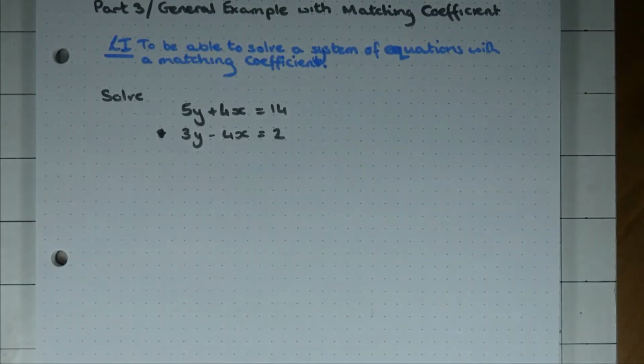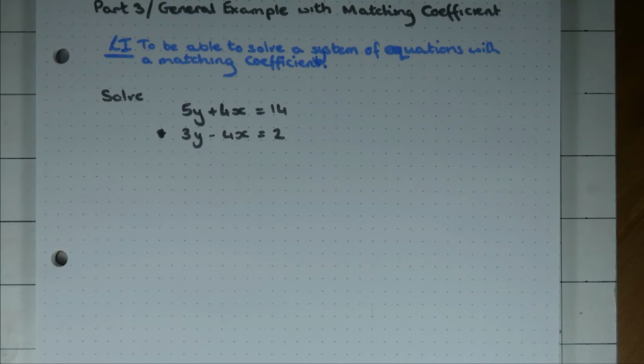But our learning intention for this section is going to be able to solve a system of equations with a matching coefficient. Now, we use matching in a very specific way for simultaneous equations. We mean it for the numerical part, the number part of the variable. And unlike in a lot of areas of maths, we are going to ignore that sign in front of it. We don't care whether that number is positive or negative. We just want it to have the same number there.